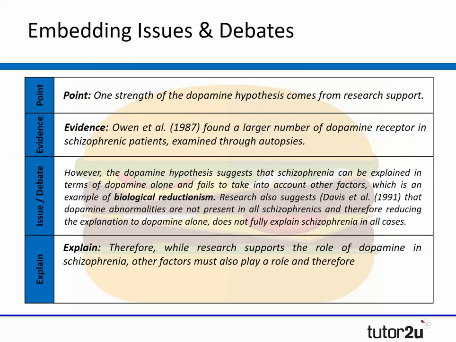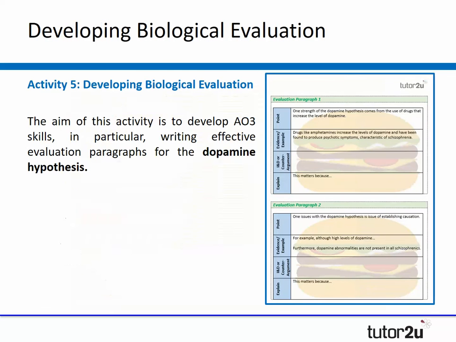And then they need to explain, bringing into account the whole of that, and I've left the ending for your students and you to play around with. So therefore, while research supports the role of dopamine in schizophrenia, other factors may also play a role, and therefore, and this is the point, you then need to conclude it all. So I'll leave that open for you to think about.